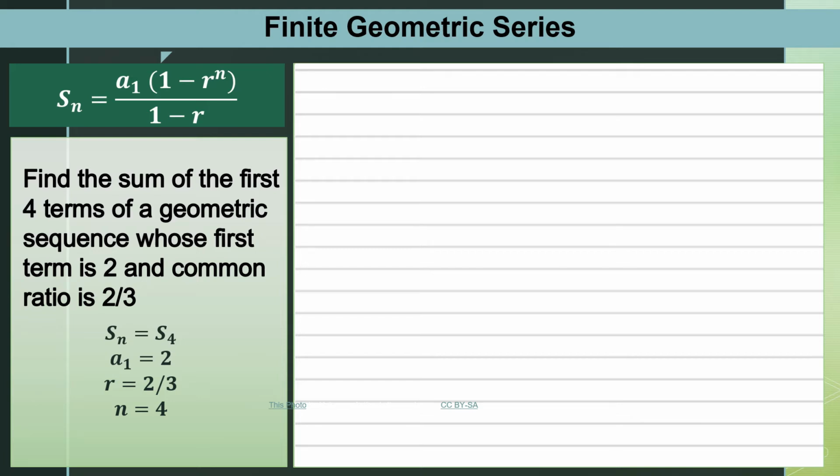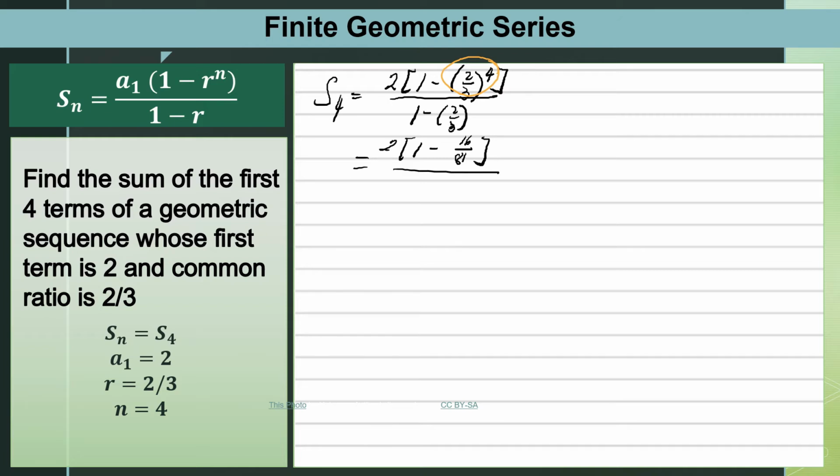Ngayon, pwede na nating isolve ang ating S sub 4. S sub 4 is equal to, ang A sub 1 natin na 2 times 1 minus, ang common ratio natin na 2 over 3 raised to, ang N natin na 4, all over 1 minus, ang R natin na 2 over 3. Unahin ulit natin i-simplify ang ating exponent. Sulat ulit natin si 2 times the quantity 1 minus 2 raised to 4 ay 16 and 3 raised to 4 ay 81 all over 1 minus 2 over 3 is 1 over 3.